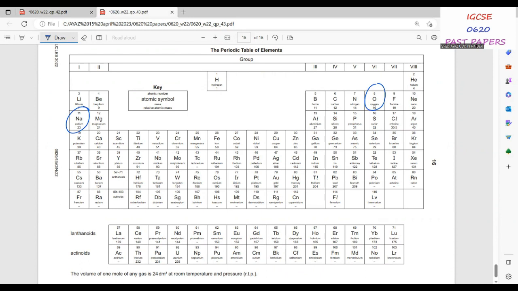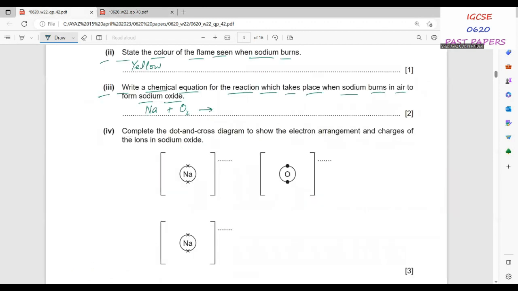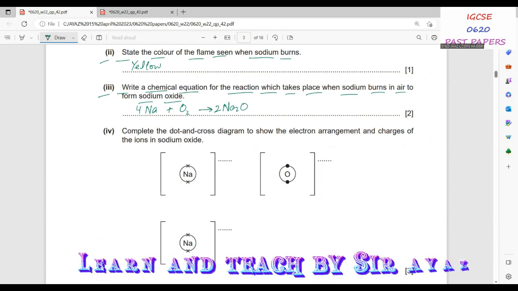Now predicting the formula between these two, Na, the valency of Na will be +1. Oxygen, it must be -2 because it is in group 6. Ignore their charges. Now these will become subscripts. And these subscripts will be exchanged. So you'll get Na2O. So the answer will be Na2O. Now let's balance this equation. In order to balance oxygen, we have to place 2 before Na2O. Na becomes 4, so we'll write 4 before Na. Now this equation is balanced.